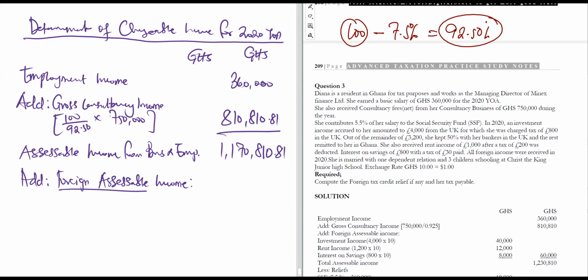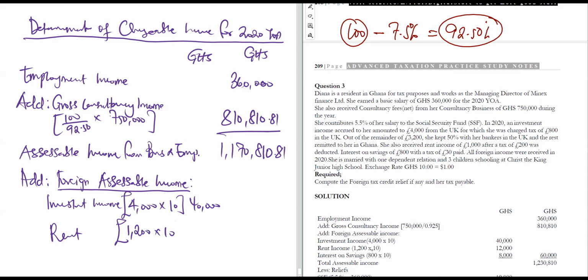Foreign assessable income. We had investment income. Okay, so investment income, how much? 4,000 pounds, but we need to convert it. The exchange rate was 10 cedis. So that gives 40,000. Then we had the rent. Rent was 1,200 pounds gross at 10, right? That gives us 12,000. Yep. 12,000.